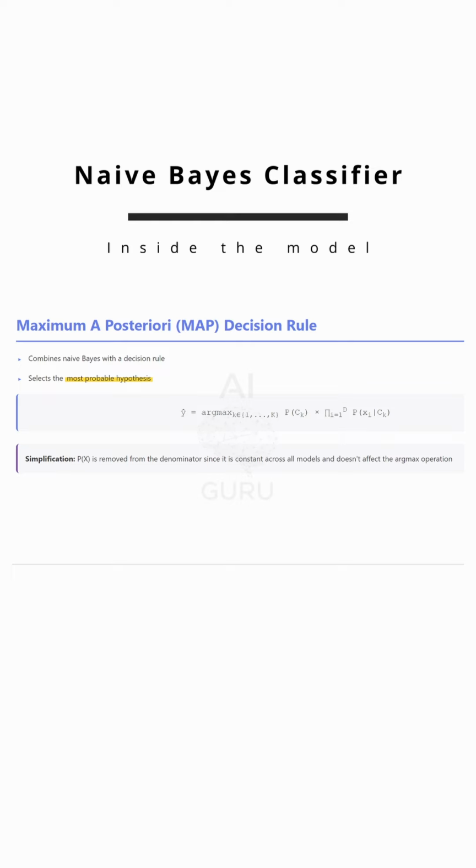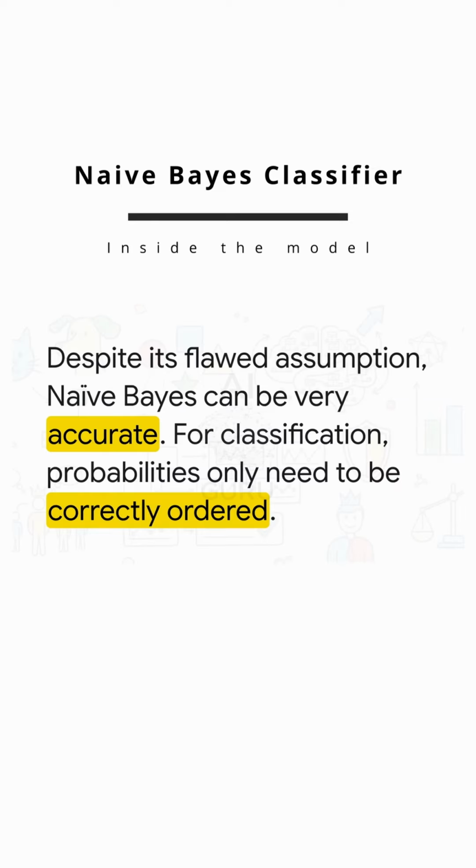numerators. Okay, this brings us to the really interesting contradiction, the paradox of naive Bayes.